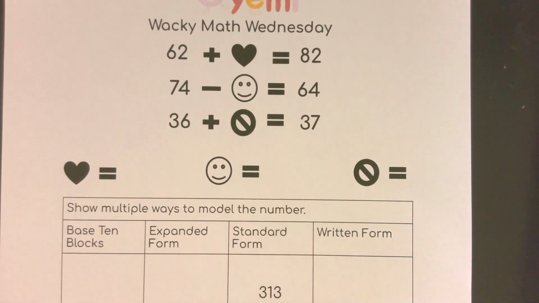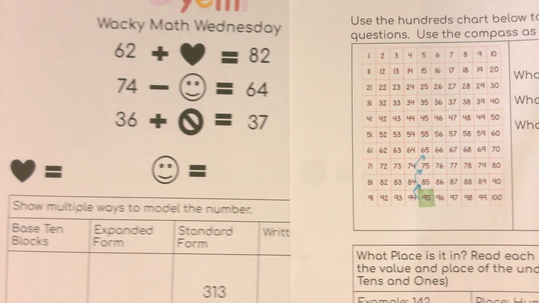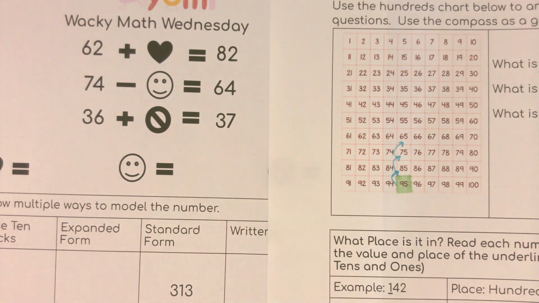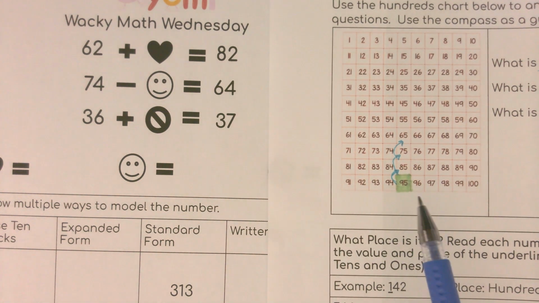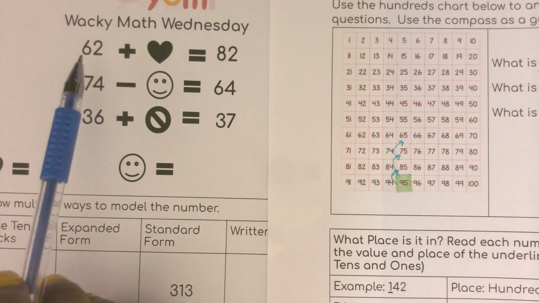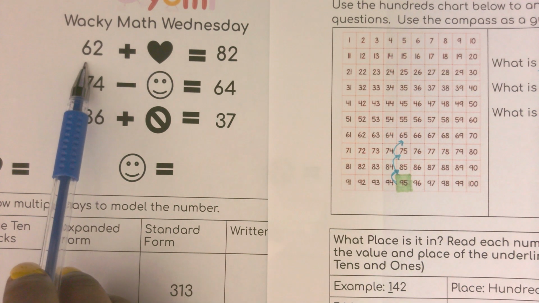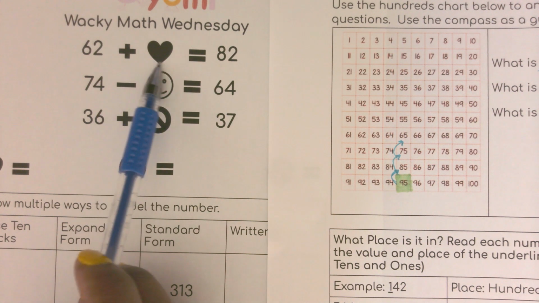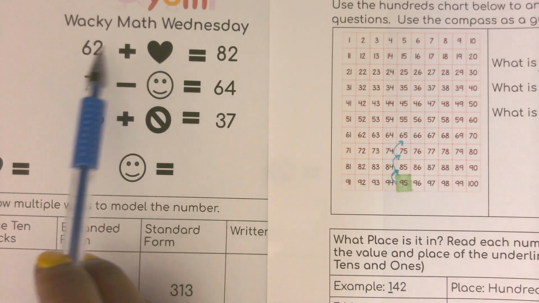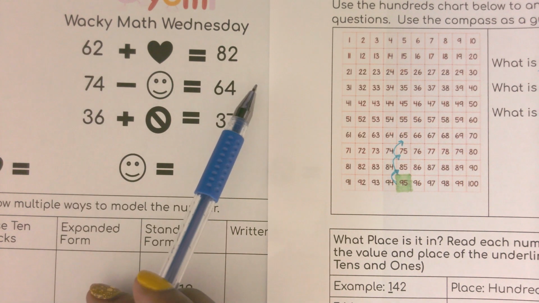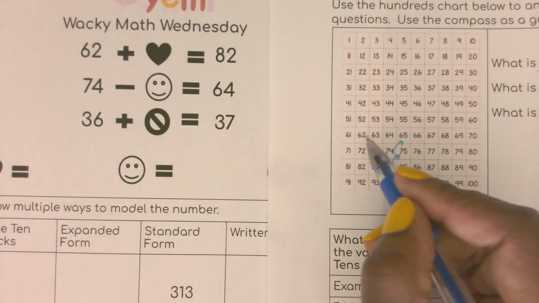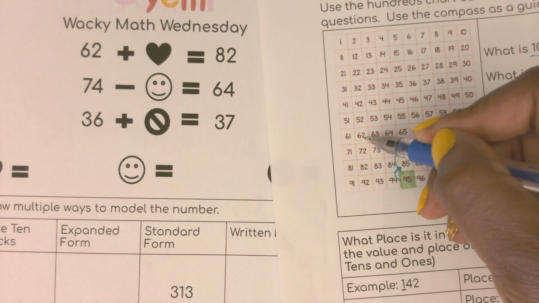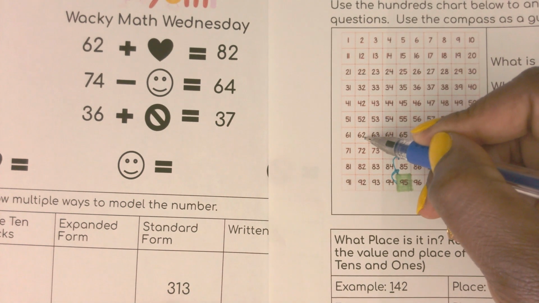So I brought over the hundreds chart from yesterday. Hopefully you can see that. That's the number we worked with yesterday. Remember the 95? So here I have 62, and I want to get to 82. So this heart is going to be some number that's going to get me from 62 to 82. So let's start right here at 62. What direction do I have to go to get to 82?